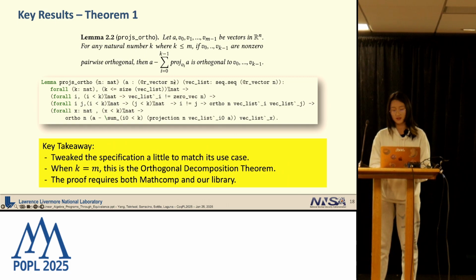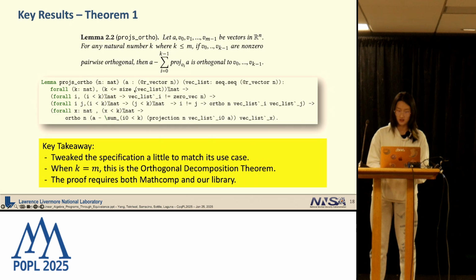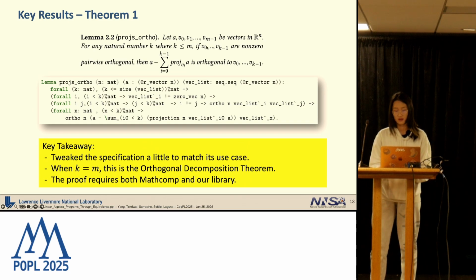And an equivalent Coq translation of the theorem is shown in the middle right there. And notice that here I have a little trick. Instead of saying that for any set of V's, the result holds, I made it stronger by saying, let's fix the V's to be V0 to Vn-1. And then we consider a subset of them by only considering V0 to Vk-1, where k is less than or equal to m.